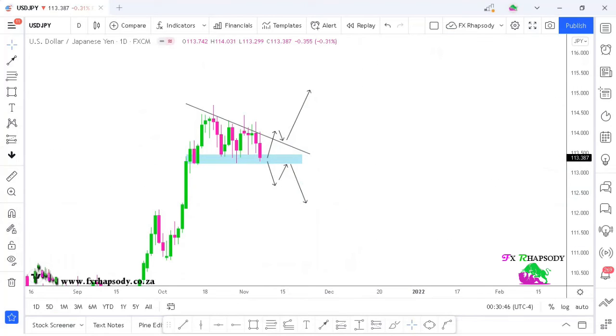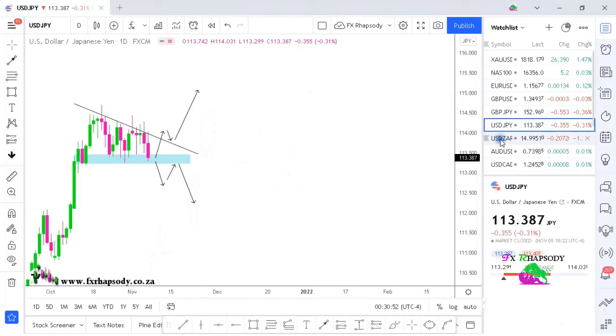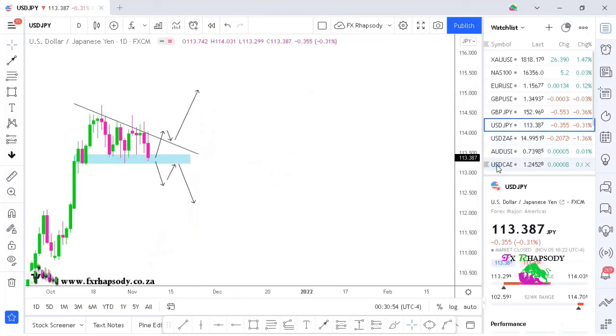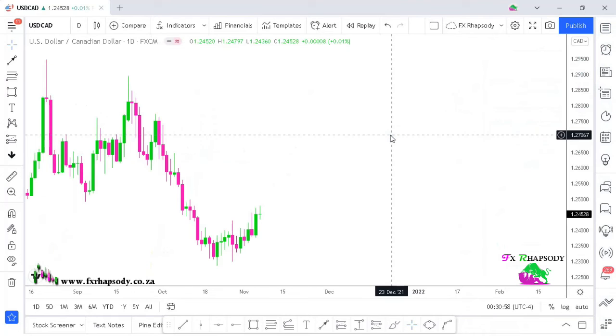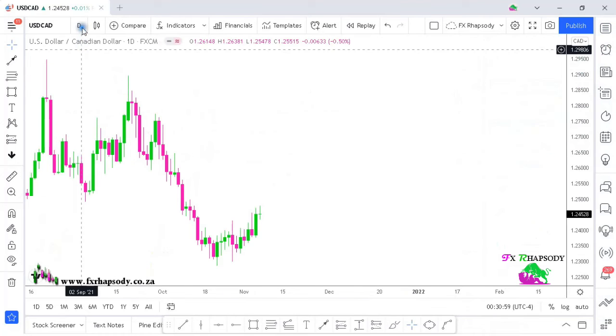Last pair we're going to look at is our US dollar Canadian dollar, the loonie, USDCAD. Let's go to the monthly time frame first.